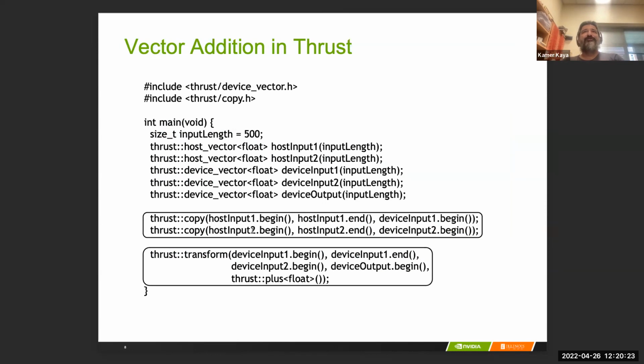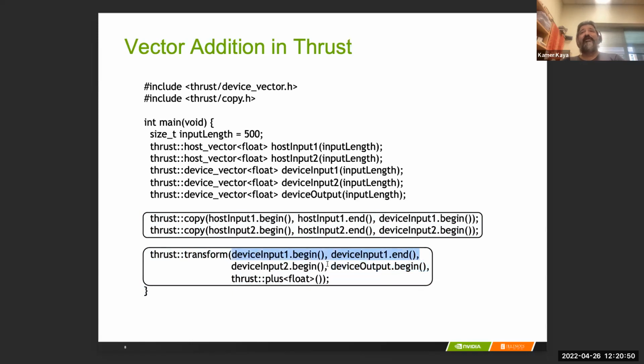Copy host input host vector 2 to the device vector. And then there is this transform operation, which is a multi-purpose thing. So you just give the operation here, and it performs the operation pairwise for each element in the vectors. So input 1 begin, input 2 end, input 1 end, and input 2 begin. And that's the output place. You don't need to specify your input 2 end because you already know how many elements are there.